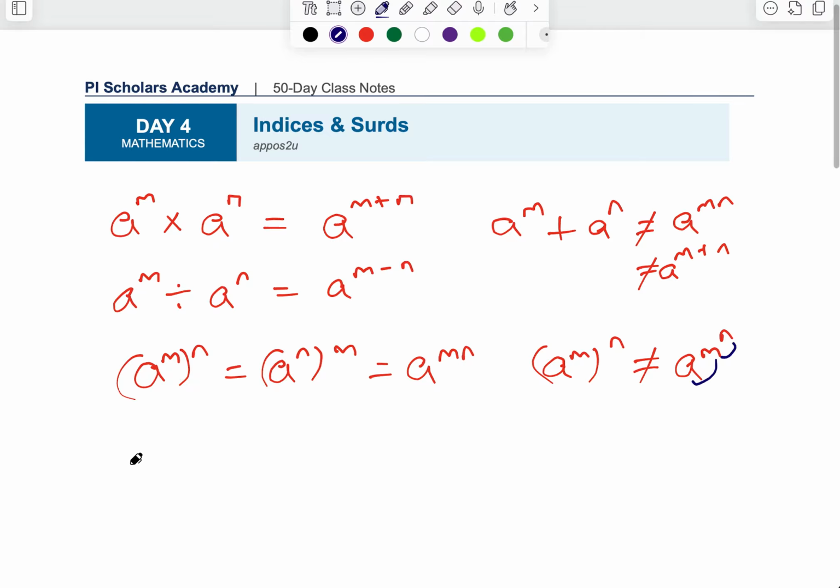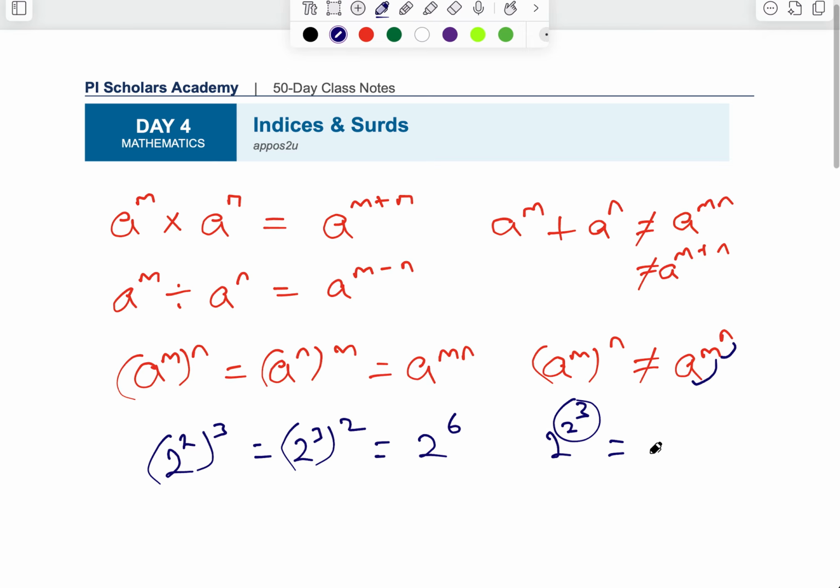So let me give an example. If you have, let's say, 2 raised to the power 2, then raised to the power 3, this ultimately means the same thing as 2 raised to the power 3 raised to the power 2, which is the same thing as 2 raised to the power 6. However, if you have 2 raised to the power of 2 raised to the power 3, it means that you have to do 2 raised to the power 3 first, which is 8. 2 times 2 times 2, that's 8. Then you now find 2 raised to the power 8. So you can see that they are not the same. So take note of that difference between the two rules.